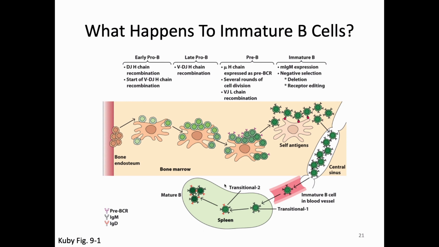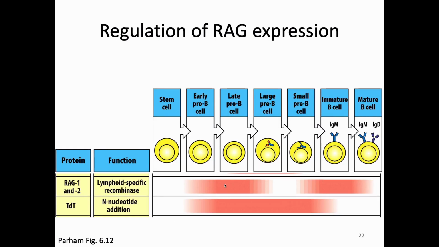So we now get to have this mature B cell that leaves the bone marrow. One thing to note is this mature B cell turns off. Our mature B cell has no RAG expression, and that RAG expression is off for the rest of the B cell's life. We are never going to have RAG again in this B cell.